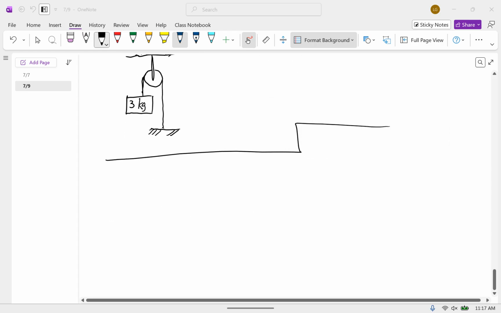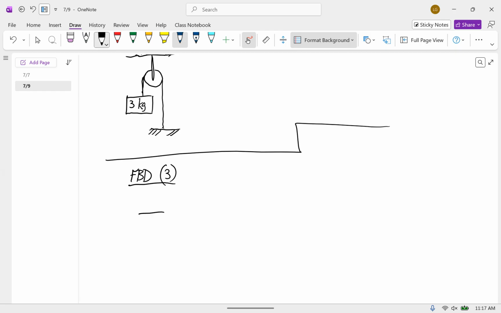Okay, so for a free body diagram, we have the weight down. 3 times 9.81 is 29.43 newtons. Then the only other place where the surroundings contact the boundary is at the cable. So that force is parallel to the cable, away from the body. And I'll call that T.